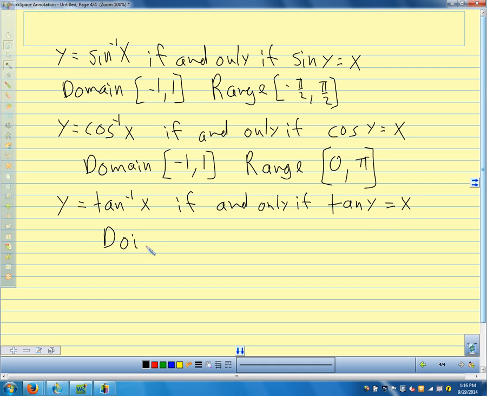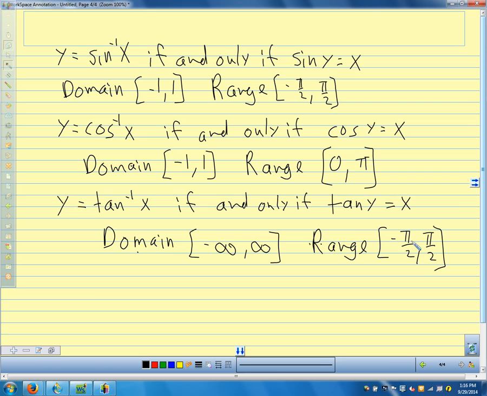And our domain for the inverse tangent function, we can plug any number into the inverse tangent function, because the range of the tangent function is negative infinity to infinity. The domain of our inverse function becomes negative infinity to infinity, and the range is minus pi over 2 to pi over 2. So the angle that we get out of the inverse tangent function has to be between negative pi over 2 and pi over 2.